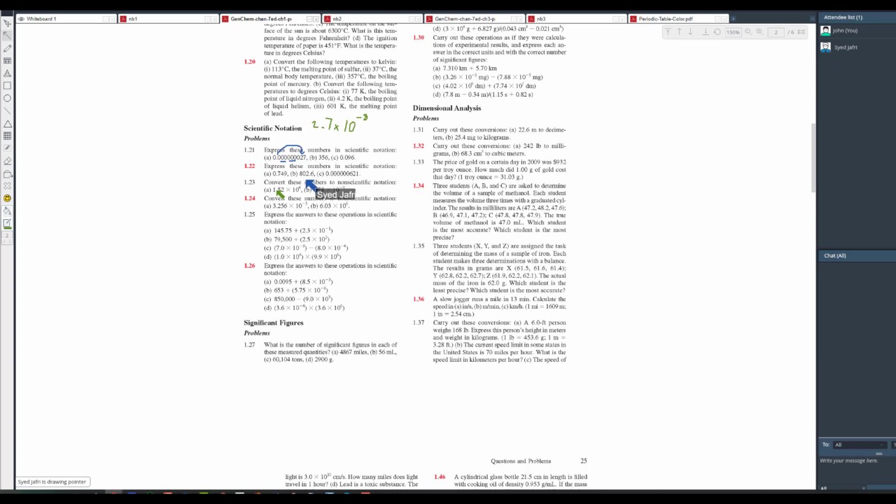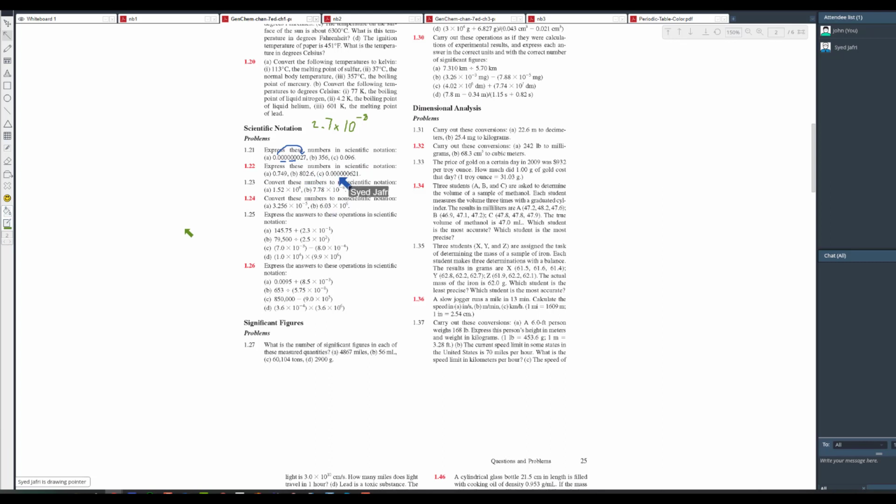8.026 is less than 802 or greater than? Less than this original number. So then you are compensating for it by putting a positive power. That's why you are putting 10 to the power 2.